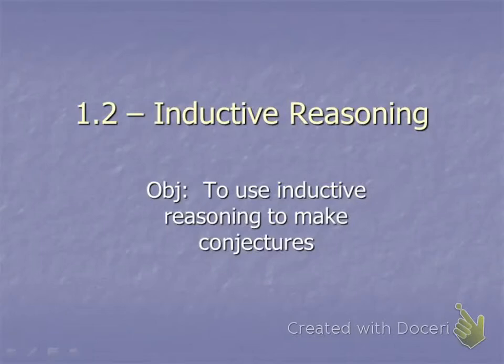Make sure you have all three things that are on the board in your notes. This will help you whenever we get to those notebook quizzes at the end of every chapter. You need to know that this is section 1.2. This section is all about inductive reasoning, and our objective today is to use inductive reasoning to make conjectures.